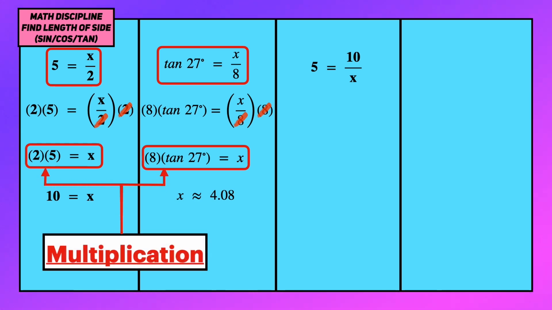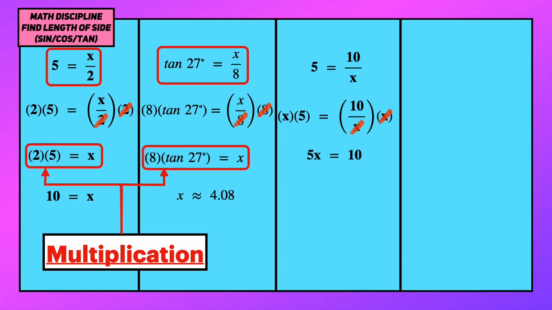Now let's look at how we solve the equation 5 equals 10 divided by x. Our variable x is in the denominator. We want to move it out of the denominator. We can do this by doing the opposite of dividing by x, which is multiplying by x. And whatever we do to one side of the equation, we must do to both sides of our equation. So we multiply both sides by x. This cancels out the x's on the right hand side.